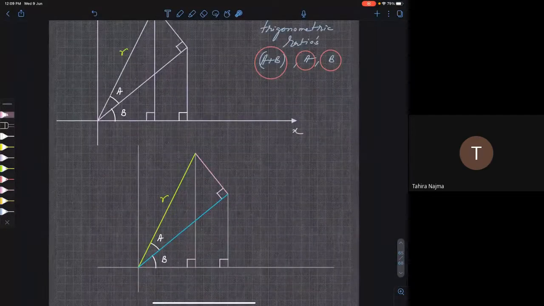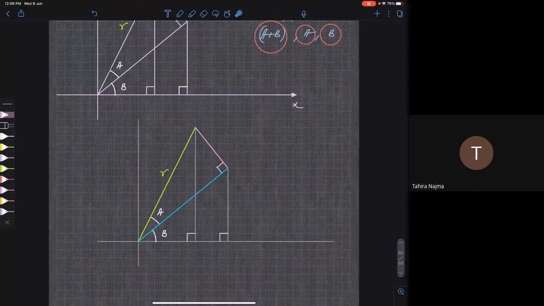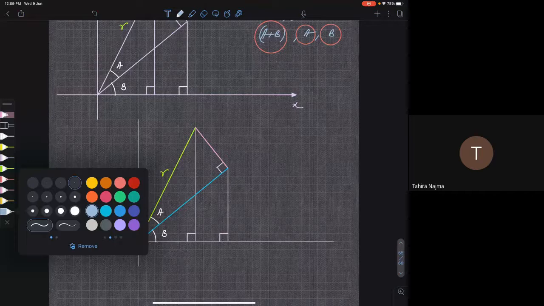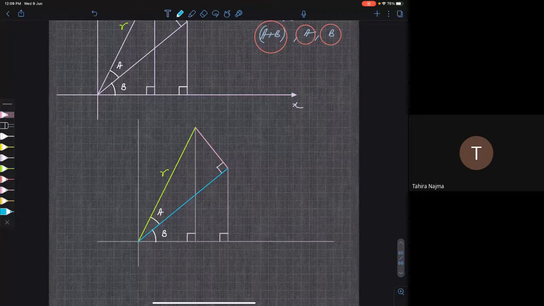So I colored one of the triangles. Now tell me, if this side is R, hypotenuse is R, tell me what is this blue side? Sir, R cos theta. Yeah, see, what you said is correct, but we don't have theta here. Instead of theta, what do you have? Sir, we have A. So ये side क्या है? R cos A. Do you agree?